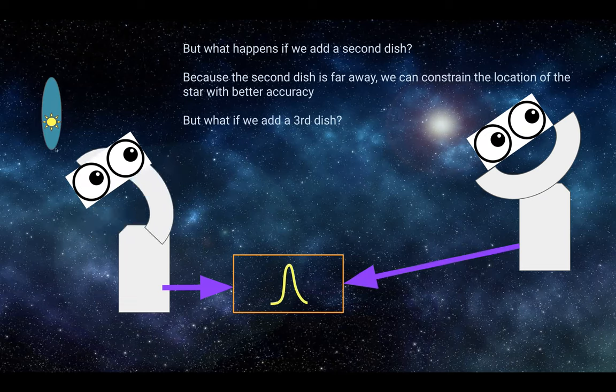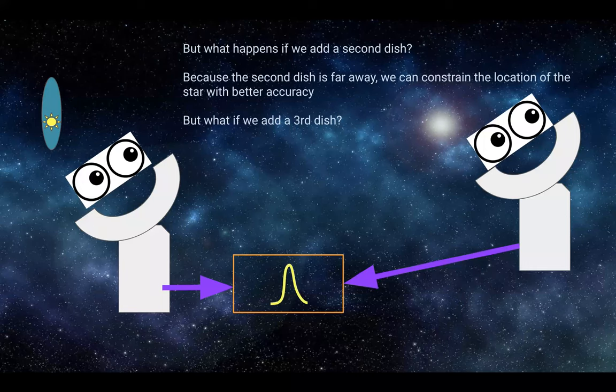You'll have a narrower region on the sky. The green field becomes narrower like this, and the response becomes narrower as well. So what that means is that if you move your dishes further apart, you actually get better angular resolution. It's kind of a special source of doing radio interferometry. Good. Now, what happens if we add a third dish to the mix?